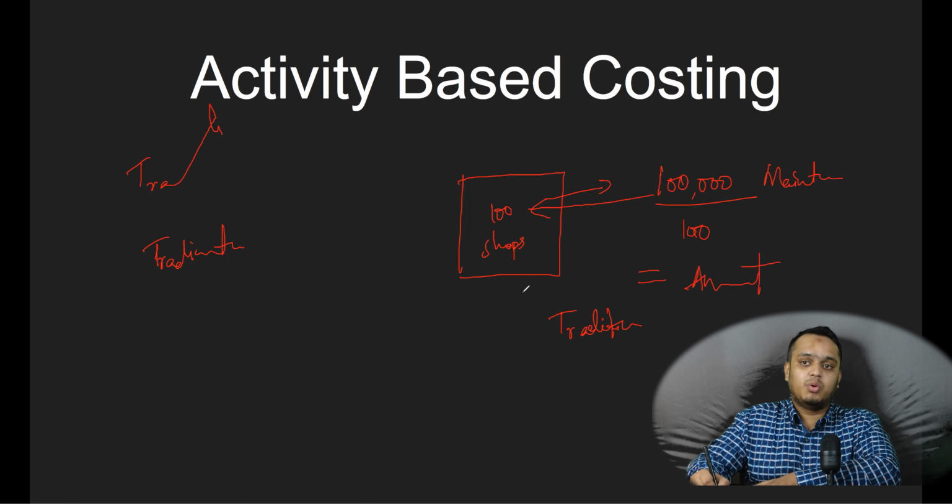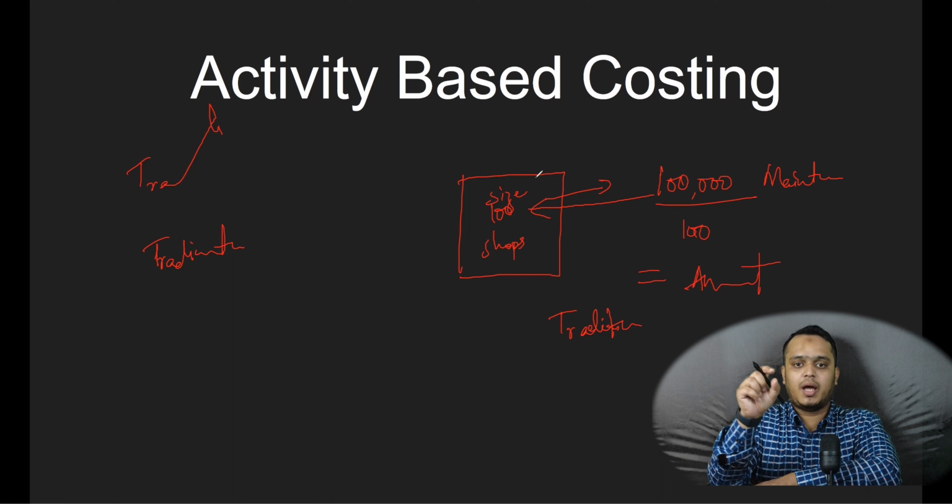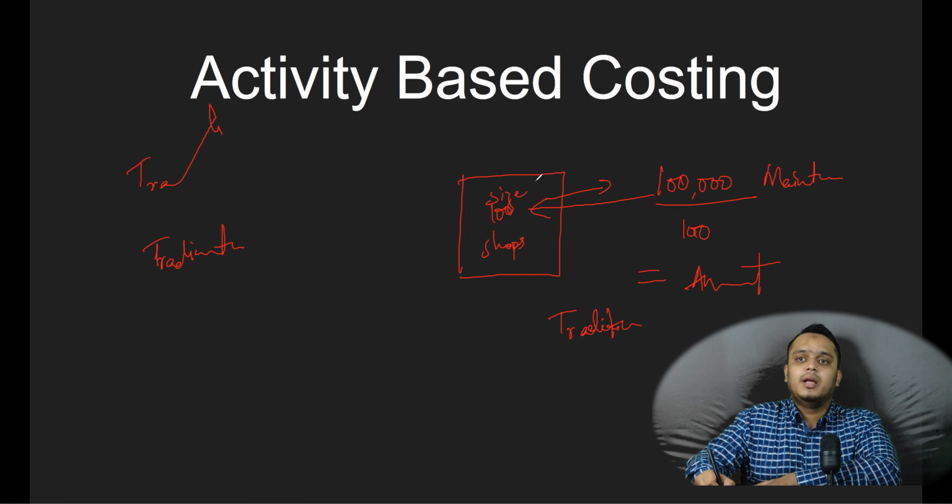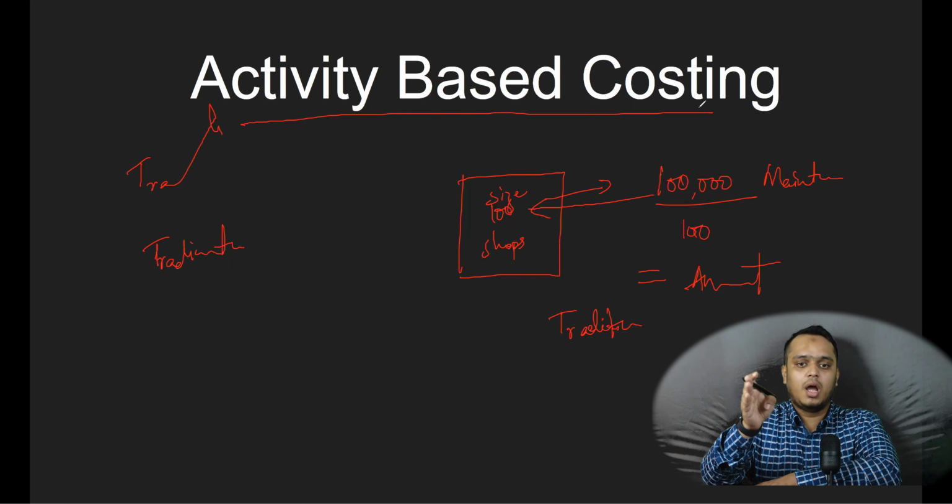But suppose I look into the size of each shop. If the shop is small, I allocate a small amount. If the shop is big, I allocate a big amount. If I do it on that basis, it is called activity-based costing. Based on how much you have incurred, I am costing you that much only. That's the clarity here.